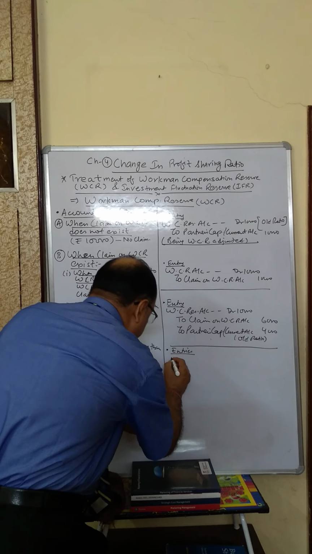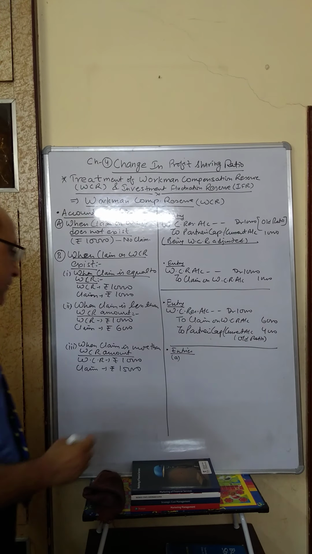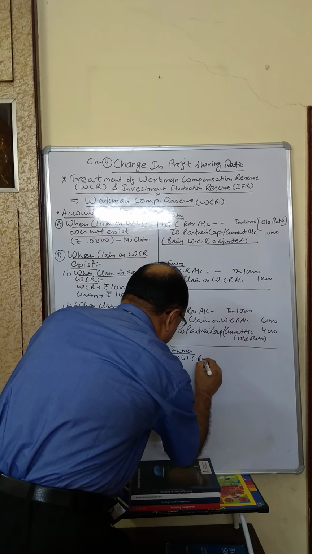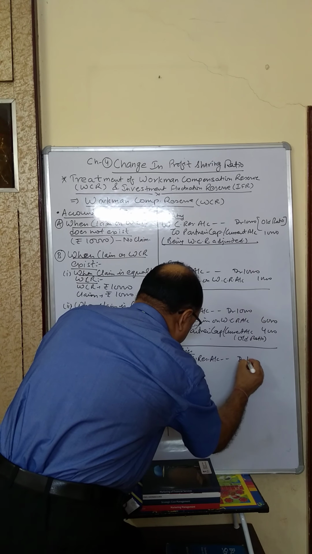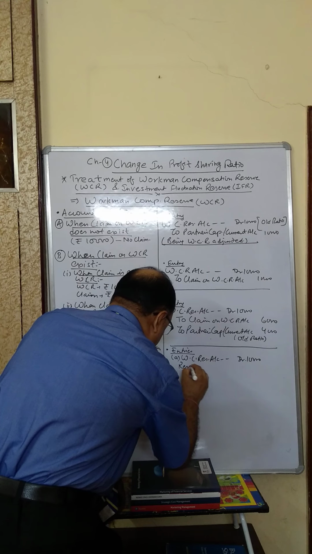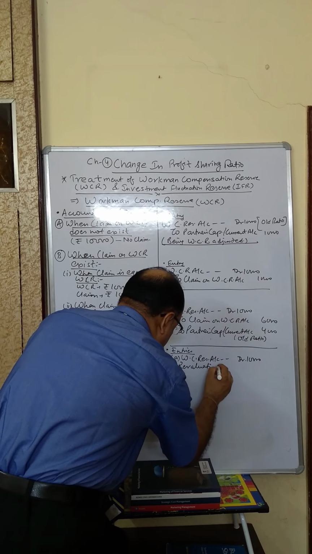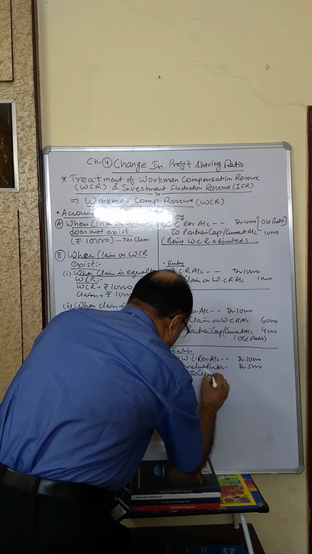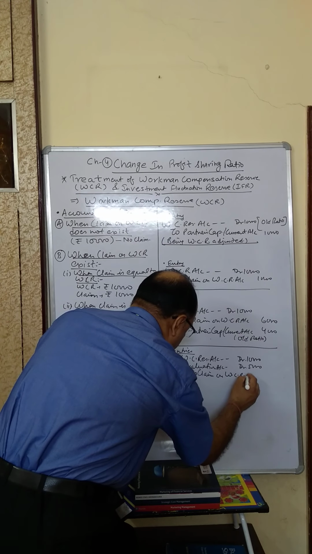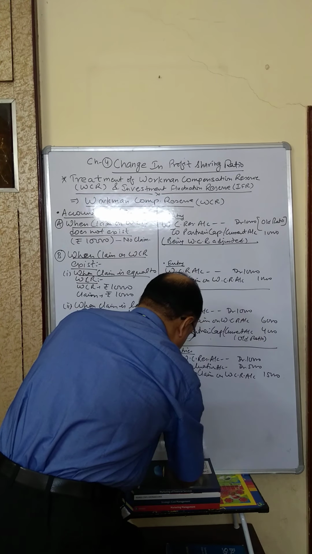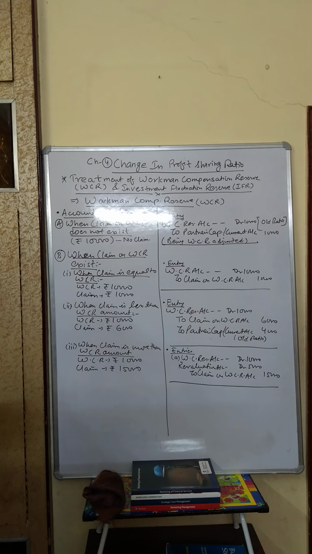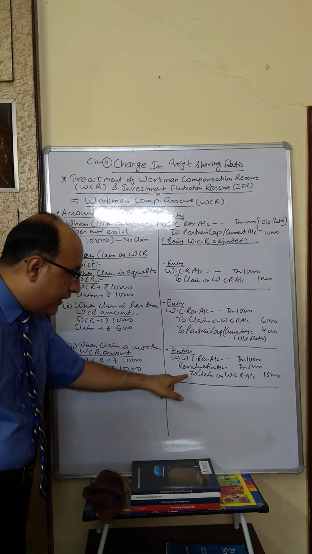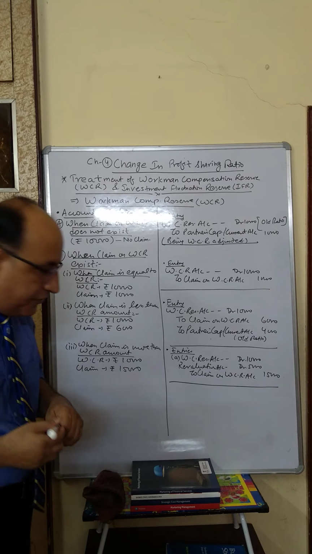First entry, number A. WCR account debit 10,000, revaluation account debit 5,000 to claim on WCR 15,000. This will be the first entry. Sir, why are we treating it with revaluation? Because liability has increased by 5,000. So when liability increases, the firm will suffer a loss, so it will go to the revaluation account.